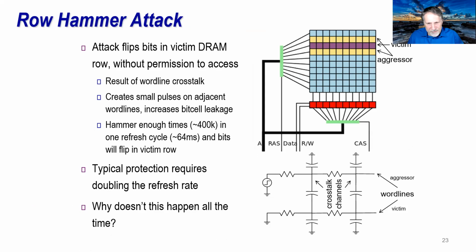Here's another great physical attack in a system that's really focused on memory. And this is the Rowhammer attack. It's only about 6 years old now. What it involves is leveraging crosstalk that exists between word lines in a DRAM.